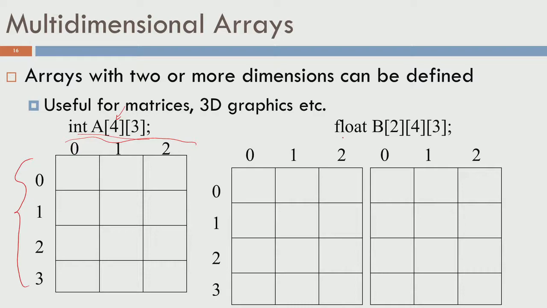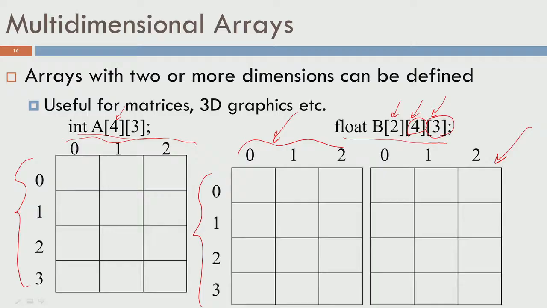I can also have something which is 3 dimensional. In this case I have a floating point array called B, and there are 3 dimensions to it. You can think of it as x, y and z dimensions. In the x dimension there is 2, so you can think of it as 2 planes, plane 0 and plane 1. In each plane I have 4 rows and 3 columns. This comes in very handy for handling matrices and graphics and so on. We will look at these examples a little later, in a little while.